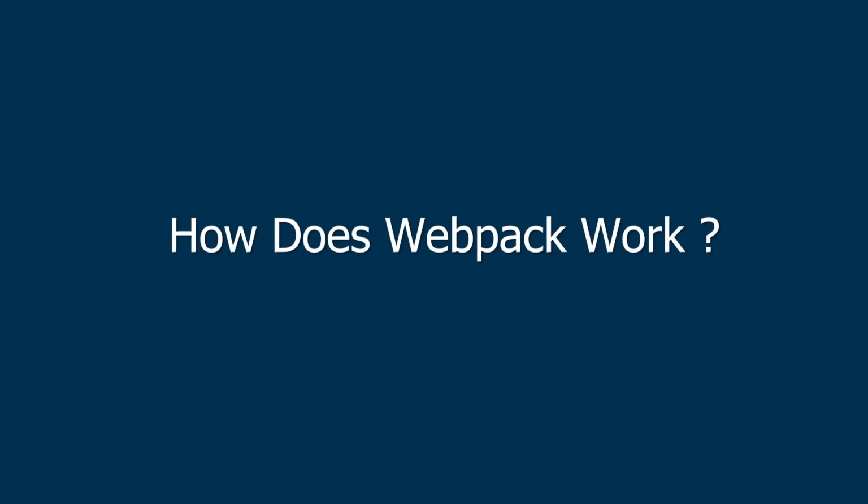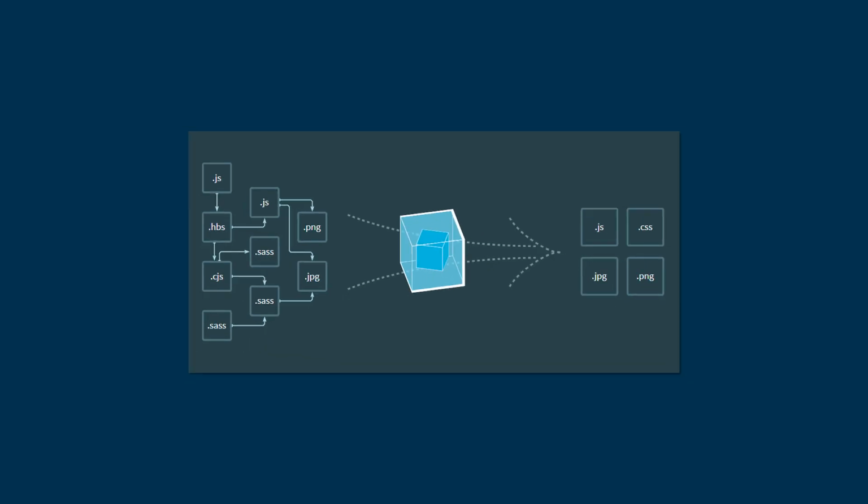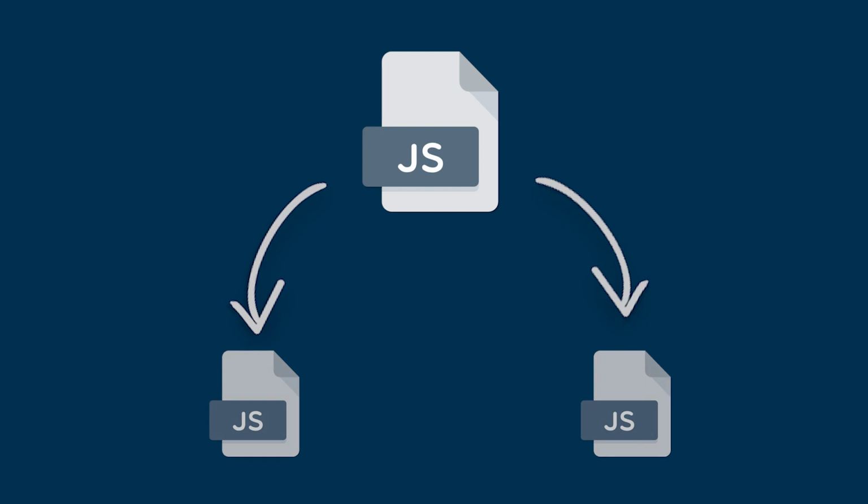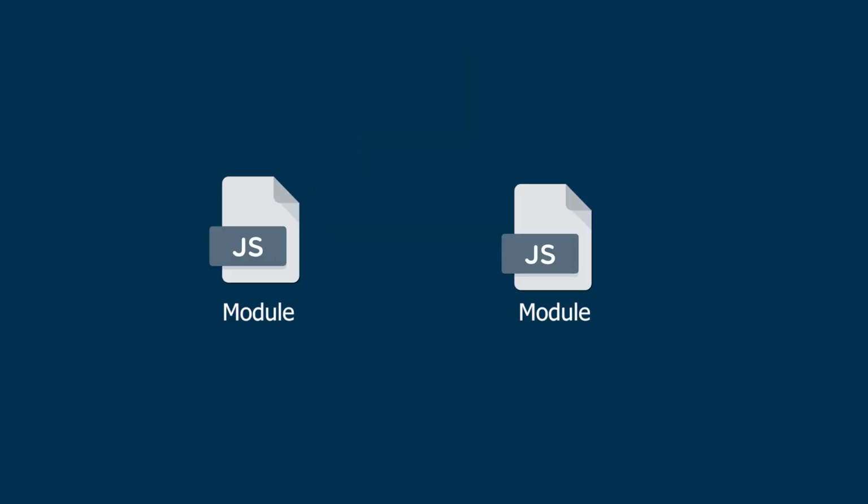How does Webpack work? Webpack operates on a module concept, which allows you to write your application code in a modular way. This means that instead of having one large JavaScript file that contains all of your code, you can split your code into smaller, more manageable files that are organized by feature or functionality. Each of these files is known as a module.